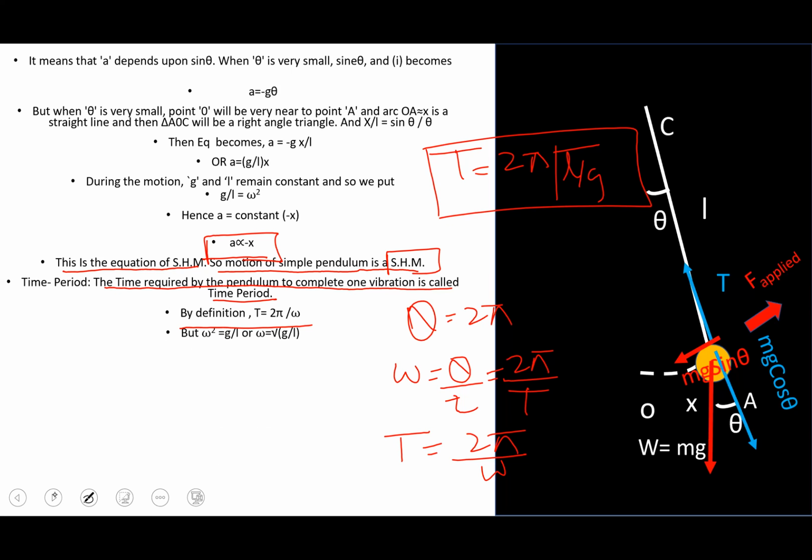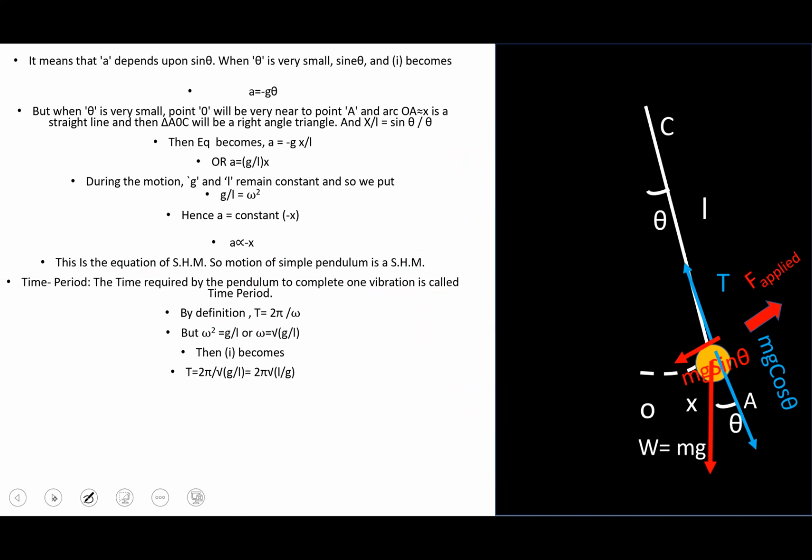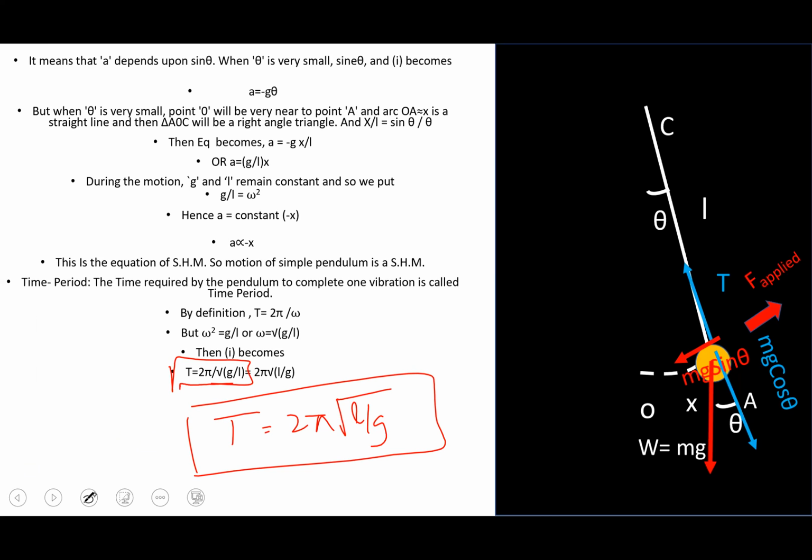But omega squared was equal to g over L, or omega is equal to under root g over L, taking under root on both sides. Then the equation will become T is equal to 2 pi over under root g over L. Now if we rearrange this equation, it will be T is equal to 2 pi under root L over g, which is the same equation for the simple pendulum.